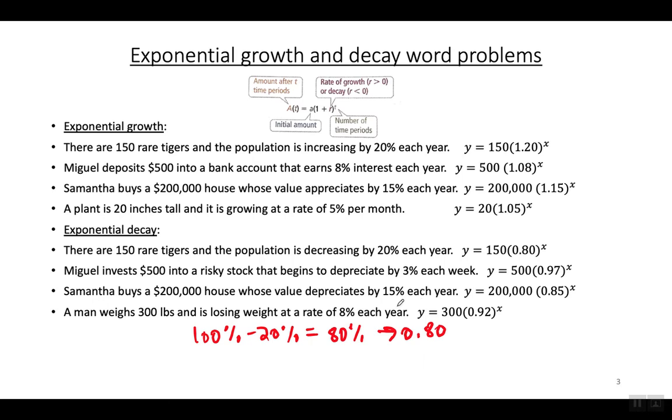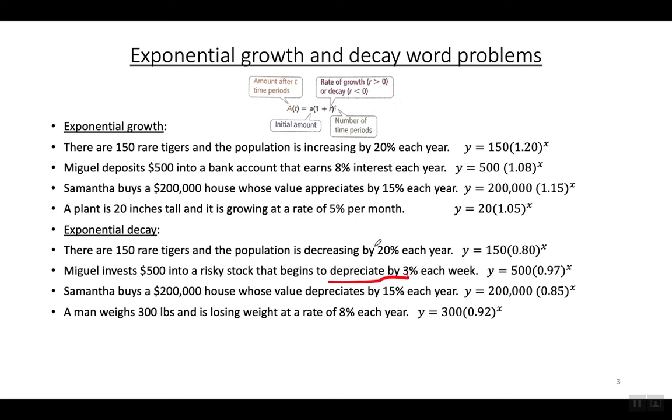Y cambio 80% a un decimal que sería 0.80 o 0.8. Alright, over here, the one with Miguel, it's depreciating. That means going down. Depreciate is when it goes down in value. Ok, depreciate quiere decir que el valor está bajando.